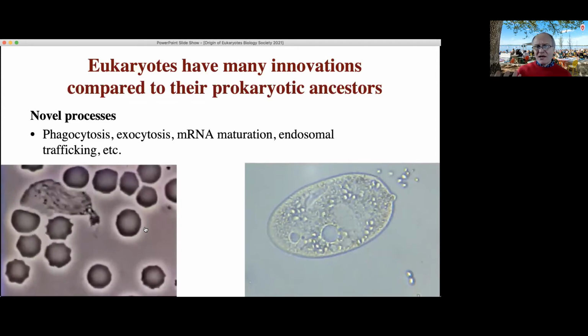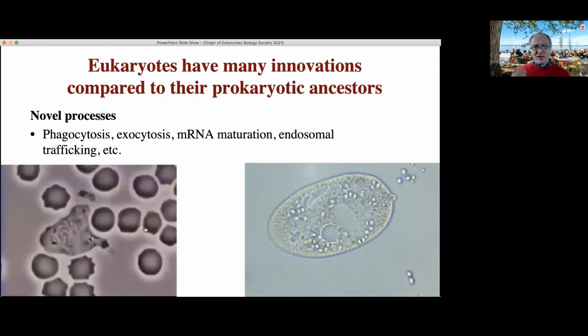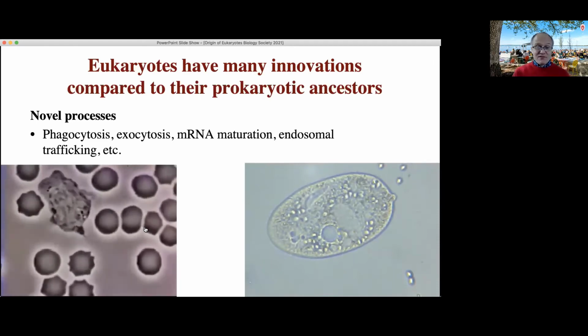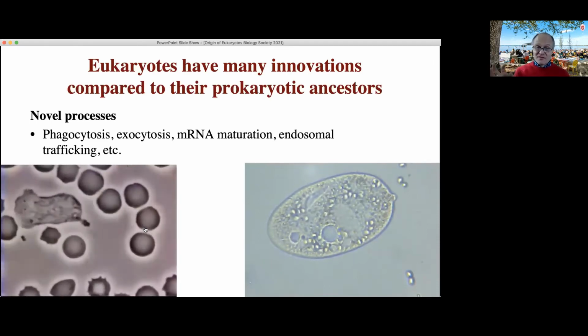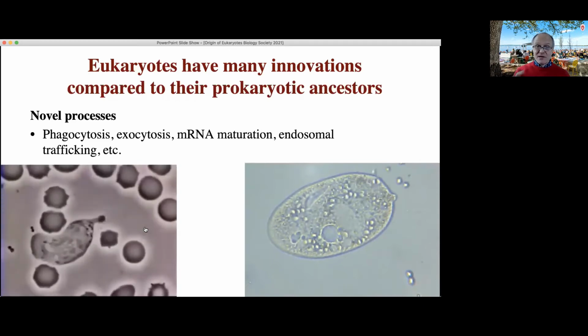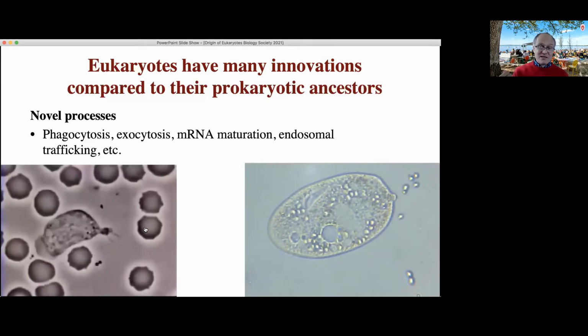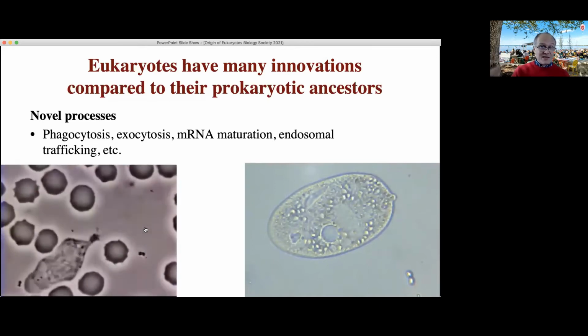One of the things this shows is that through these novel processes, once eukaryotes evolved, they became the top predators. They are the lions and tigers of the microbial world. But they also acquired all these other capabilities that allowed them to become large and multicellular.